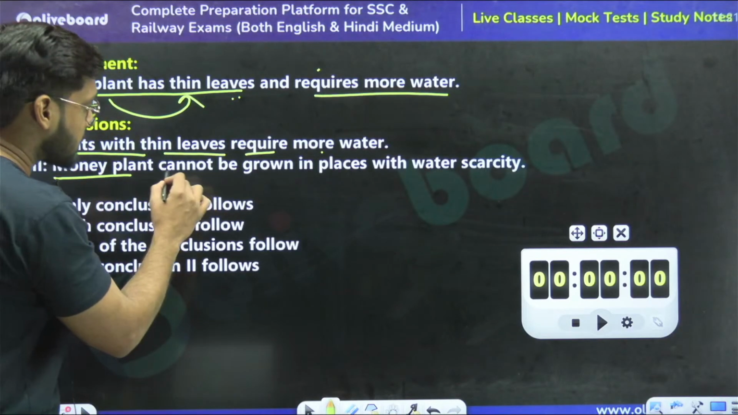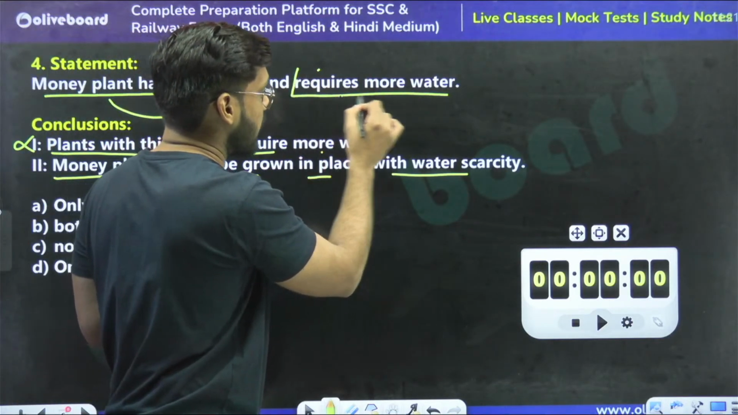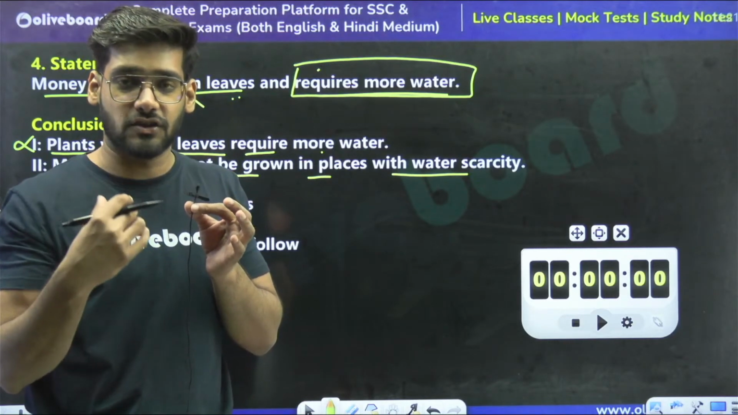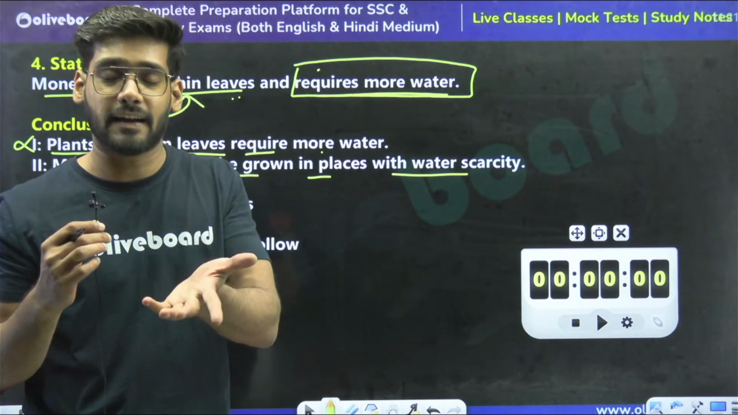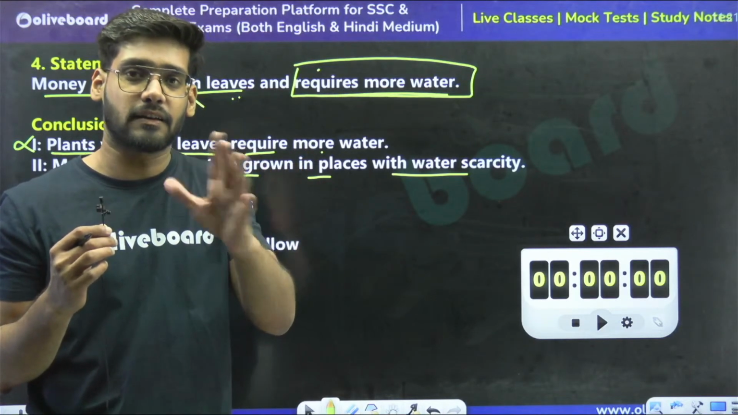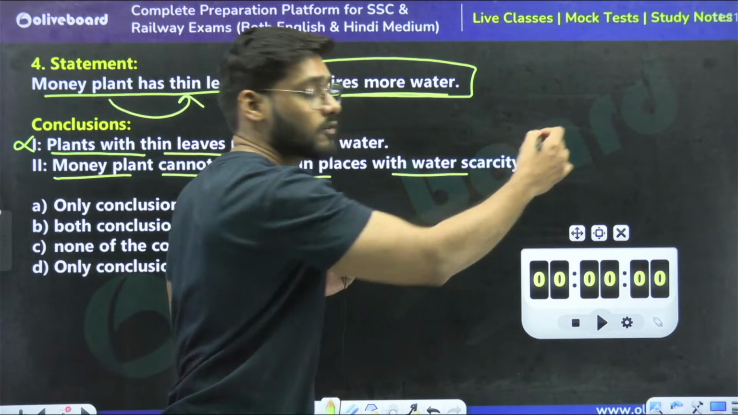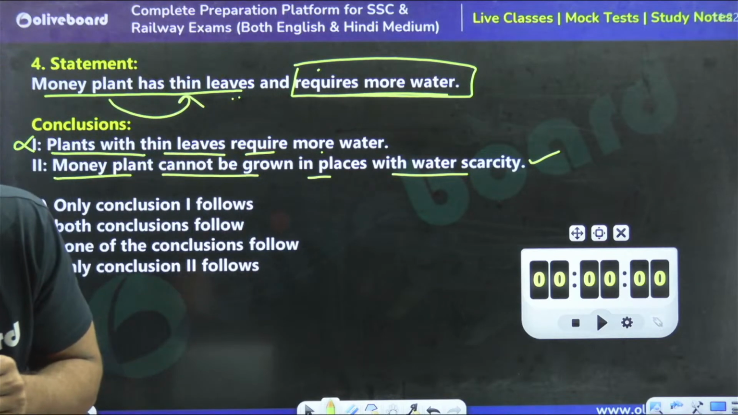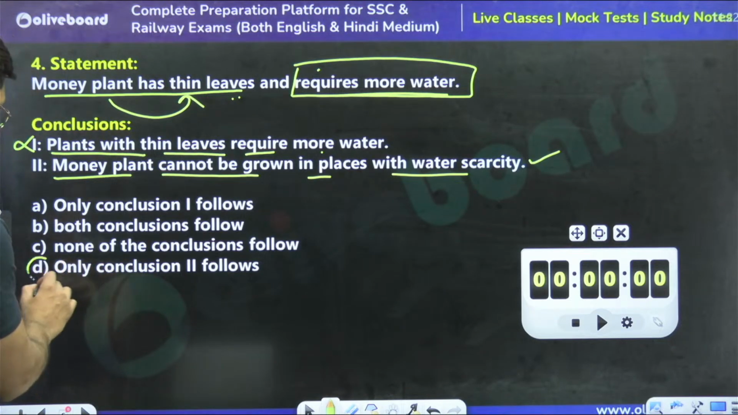Second, money plant cannot be grown in places with water scarcity. Here they are saying money plant requires more water, so it is completely true. It is understood that where there is a lack of water, money plant cannot grow. Like a desert: in desert there is a lack of water, so can the money plant grow in the desert? No, because there is a lack of water. So this can be the right conclusion. Are you getting the point or not, everyone? So the right answer is only conclusion 2 follows, option D.